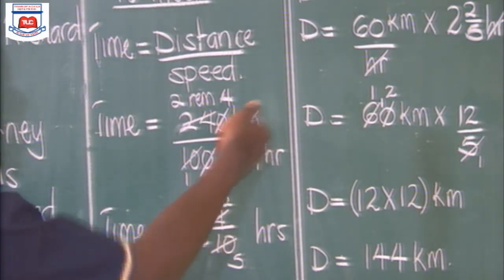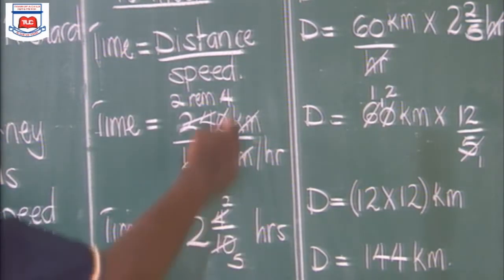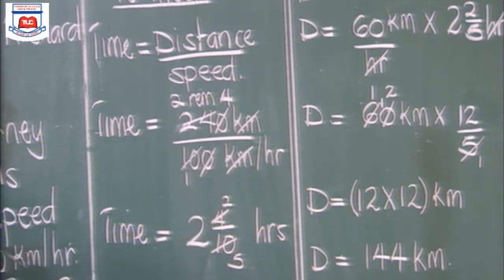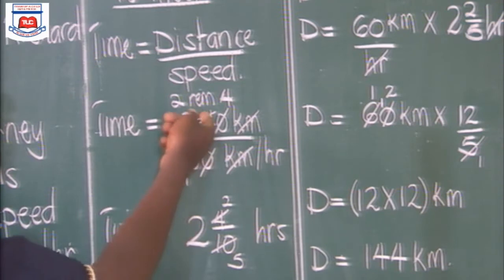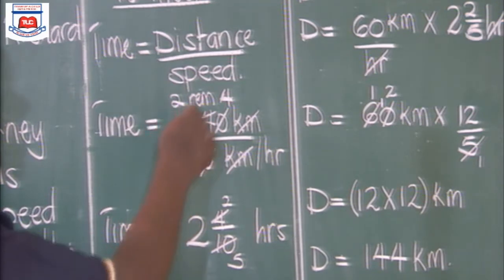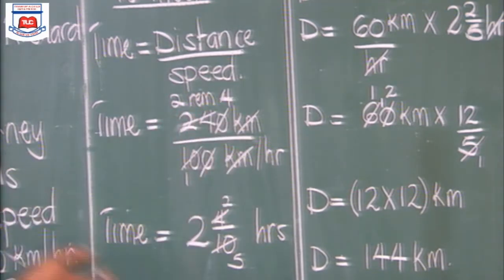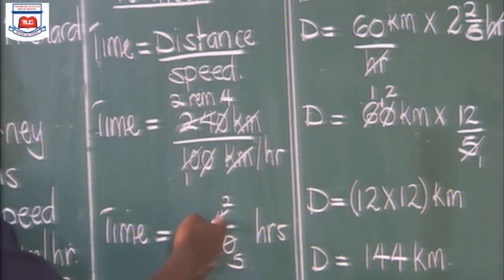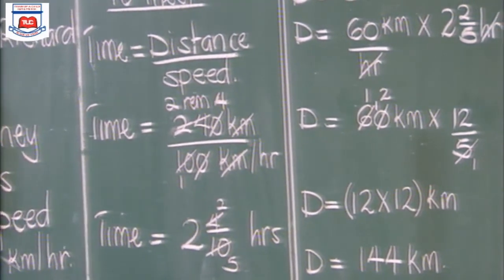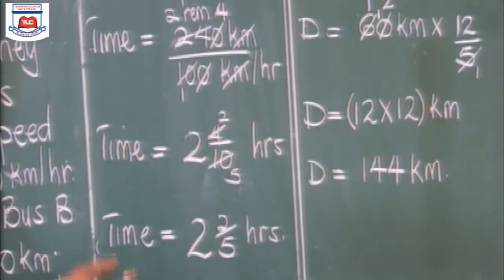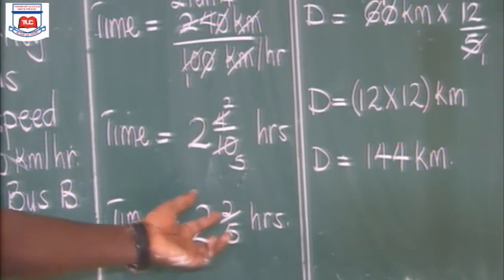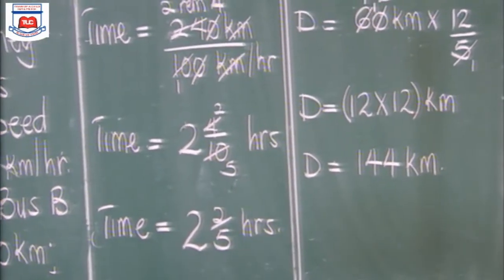Cancel off the kilometers, like you see. Then divide by 10. So 10 divided by 10 is a 1. Then 24 divided by 10 is 2, remainder 4, which means time is 2 and 4 out of 10. Which 4 out of 10 is reducible by 2. 4 divided by 2 is a 2, and 10 divided by 2 is a 5. Hence, they will take 2 and 2/5 hours to meet.